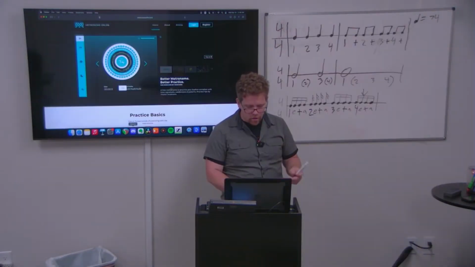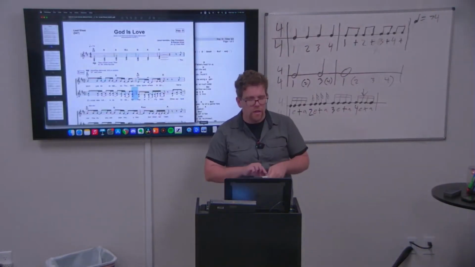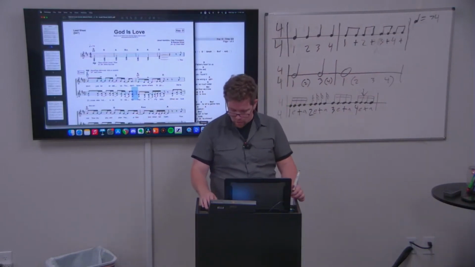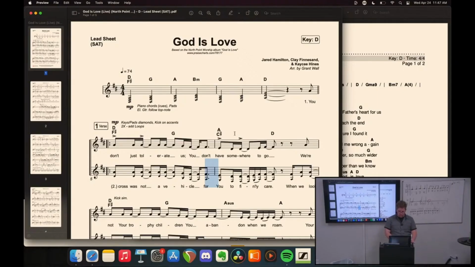Let's take all of this and put it into actual practical usage here for God is Love, okay? So here we have God is Love, and we're just going to write out this pickup measure and then the next 2 measures, okay? We're going to write this whole thing out so that we can identify where every single one of our entrance notes comes in, okay?